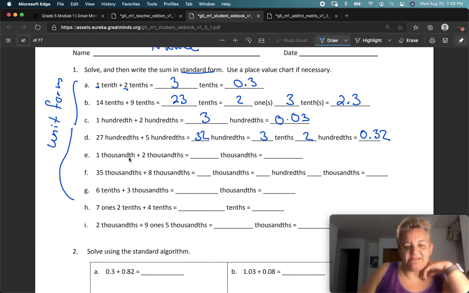Next, 1,000th plus 2,000ths is 3,000ths, and 3,000ths is written like this, right? Because the 3 is in the thousandths place. This should all be review, right?